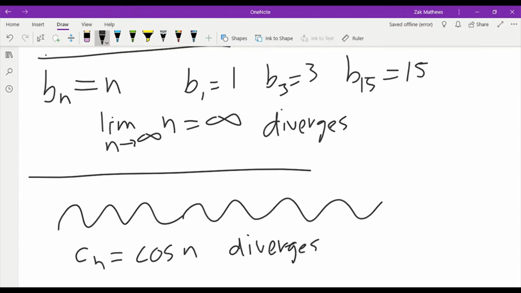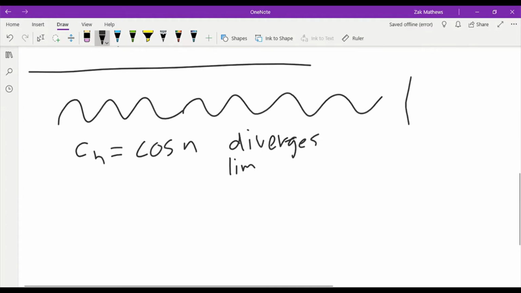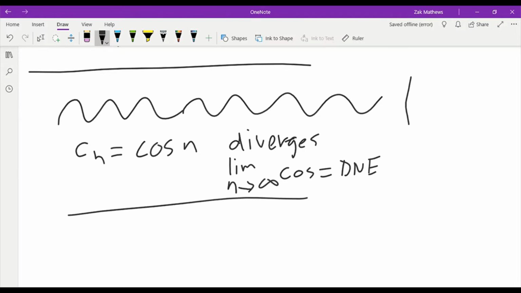Because there is no limit as n goes to infinity for the cosine. That fails to exist. But what if I stick that with that original 1 over n? Well, cosine, as we saw, doesn't converge, but that n going bigger and bigger does cause a convergent sequence.